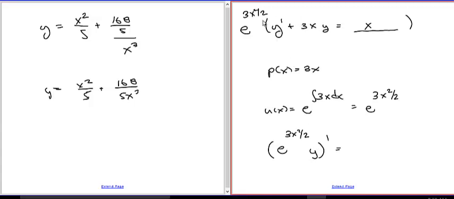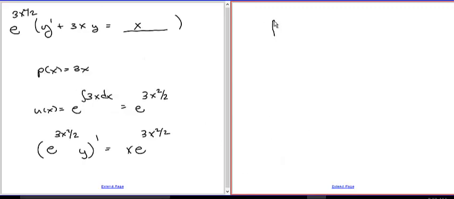So you take the derivative. So this times that plus this times that could be collapsed into the integrating factor times y, just like we did in the previous problem. And then over here, you'd end up with x times e to the 3x squared over 2. So when you integrate both sides, multiplying by the dx, on the right-hand side, you'd end up with the integral of x e to the 3x squared over 2 dx.